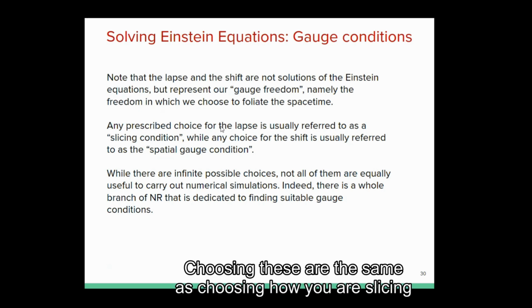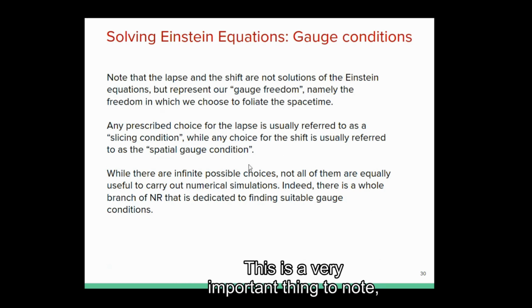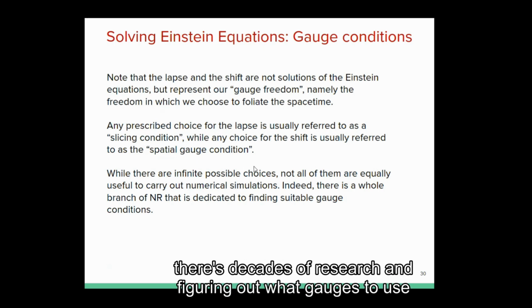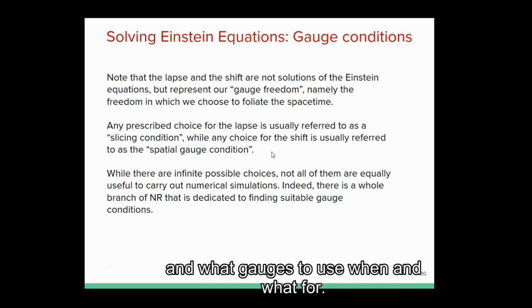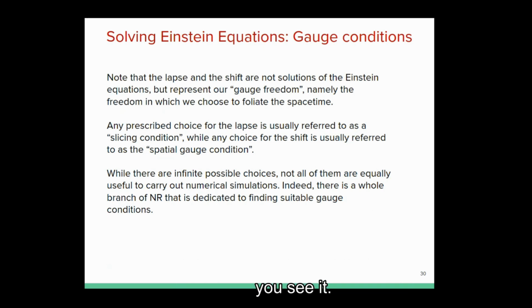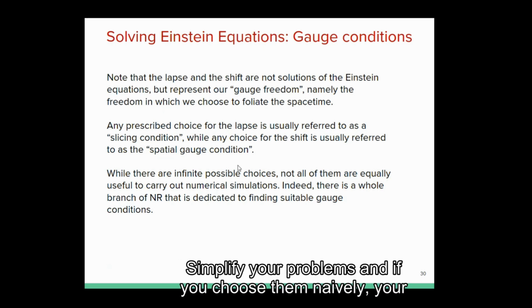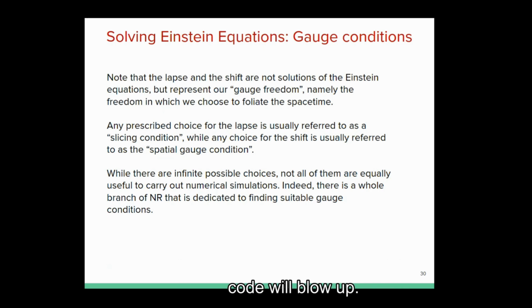Choosing these is the same as choosing how you are slicing space-time and how one is choosing the spatial gauge condition. And this is a very important thing to note. There's decades of research in figuring out what gauges to use, and when, and for what problems. This can be quite a difficult or a helpful thing depending on how you see it. If you choose these gauges right, in a good way, you can really simplify your problems. And if you choose them naively, your code will blow up very, very quickly.